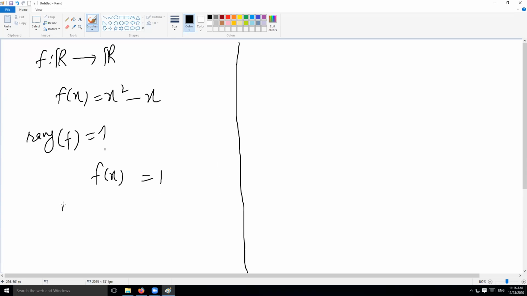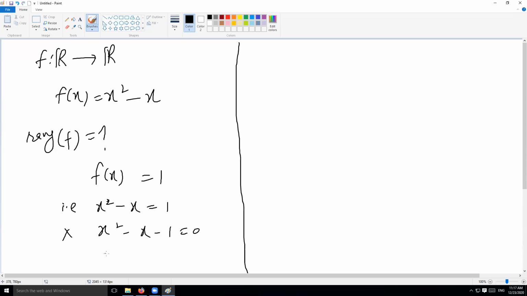Can you find an x for which x squared minus x is equal to 1? Can you find this? No. So this equation does not... equal to 0. Okay? So can we solve this equation in real numbers? The answer is no, you can't. So there is no x which gives you this, but there can be one.